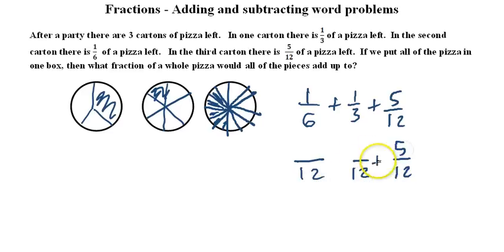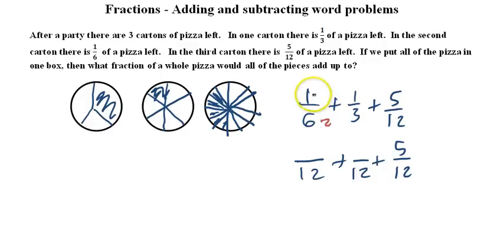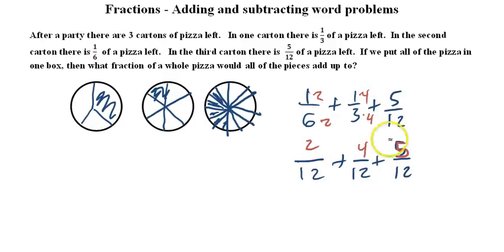That one's done. So times 2, which gives us 2. Put that one in pink too, so we know it's a common. All right, and then times 4. And then now we can just add them up. 2 plus 4 plus 5 is 11/12.